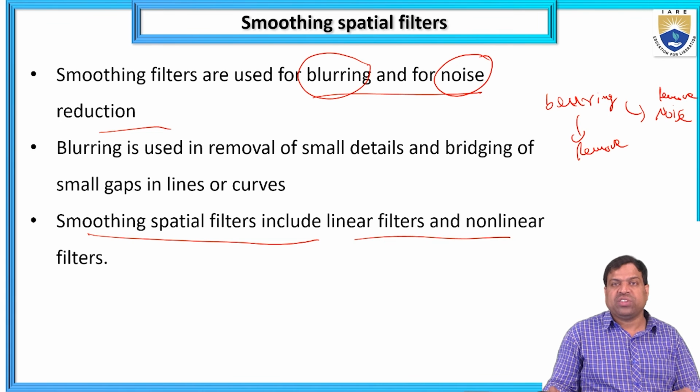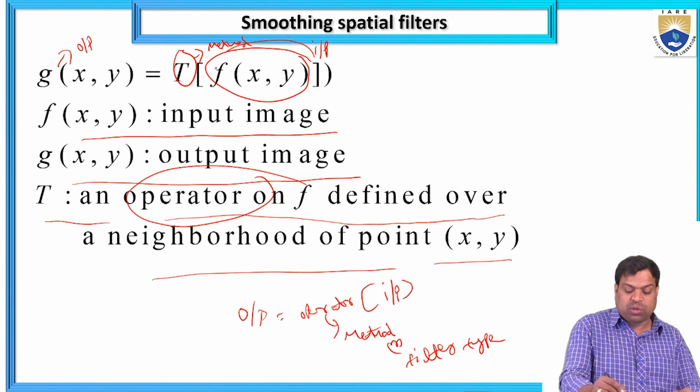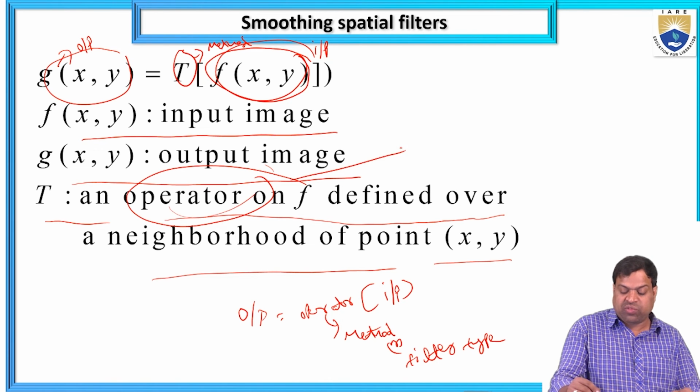Smoothing filters are used for removing noise and blurring. Blurring is used in removal of small details and bridging of gaps in lines and curves. So smoothing spatial filters include linear filters and non-linear filters. So what is the function? G of x comma y equals capital T of f of x comma y. Here f of x comma y is the input function, g of x comma y is the output function, and capital T is an operator, meaning the type of filter.